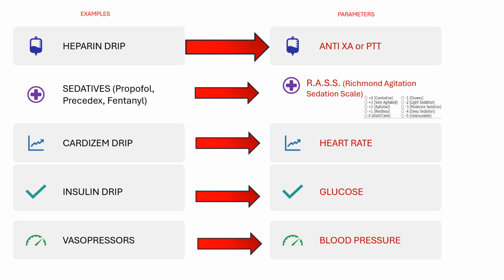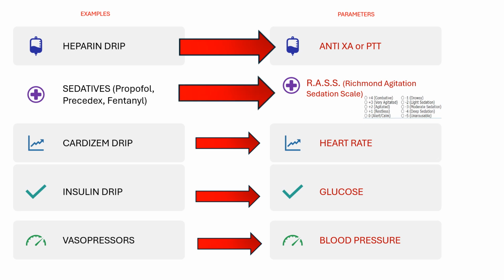For our heparin drip, we're going to be checking our anti-Xa lab values or PTT. These lab values are ordered every 6 hours, or if you get two lab values within the therapeutic range, then we check it daily. We have our sedatives such as propofol, Precedex, or fentanyl, where we use the RASS score. The Richmond Agitation Sedation Scale is to be added in your work list and used for either pain or sedation. It must be indicated in our documentation.